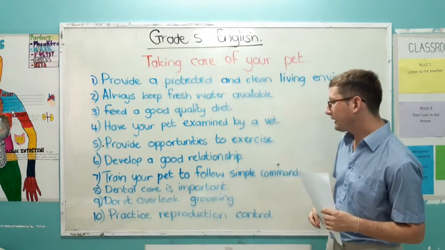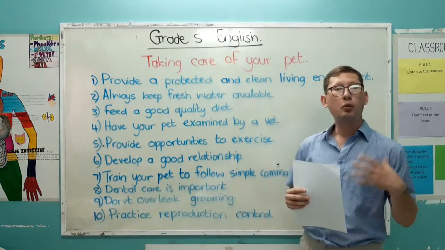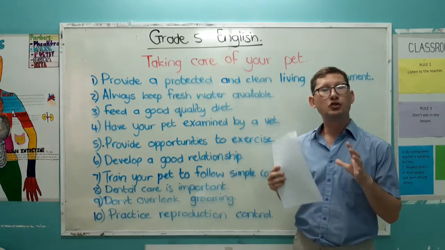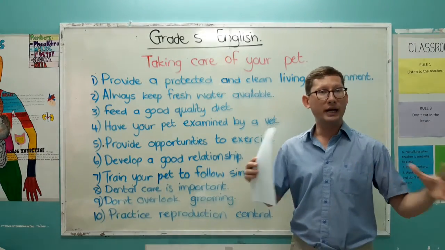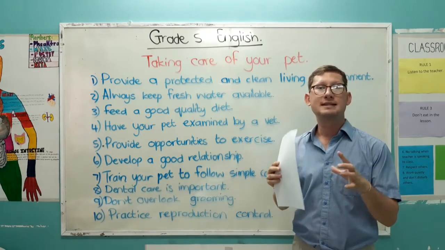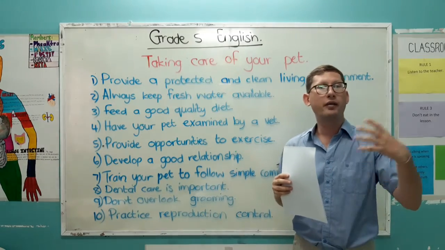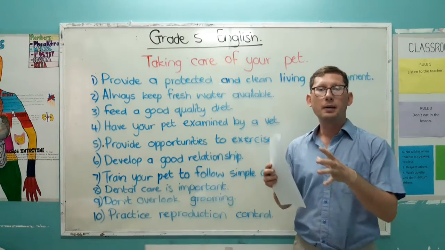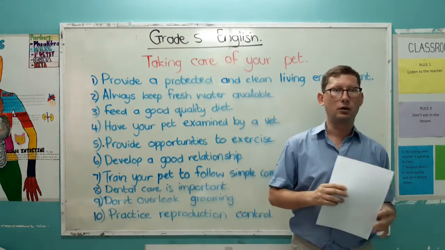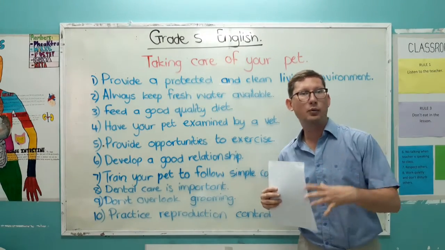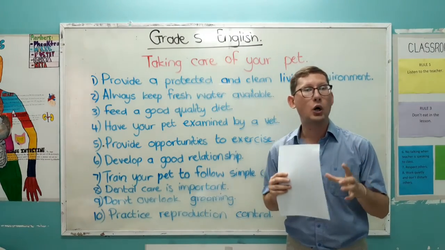Okay, and practice reproduction control. If you are breeding animals, please don't breed two different breeds. Okay, always keep with the same breed. So for example, if you have a poodle, breed with another poodle. Don't breed a poodle with a pit bull, or a Rottweiler with a poodle. You understand? Or a husky with a poodle. Okay, always breed with its own kind.